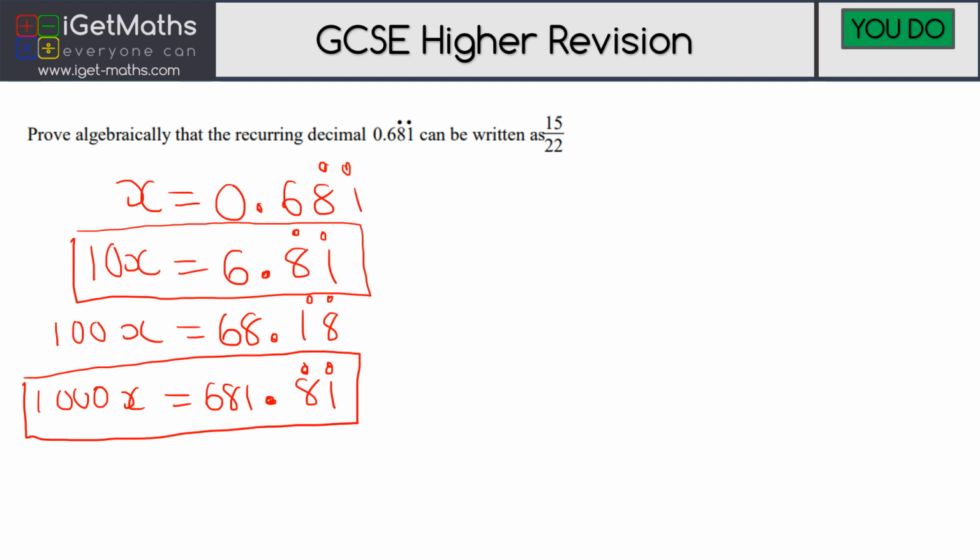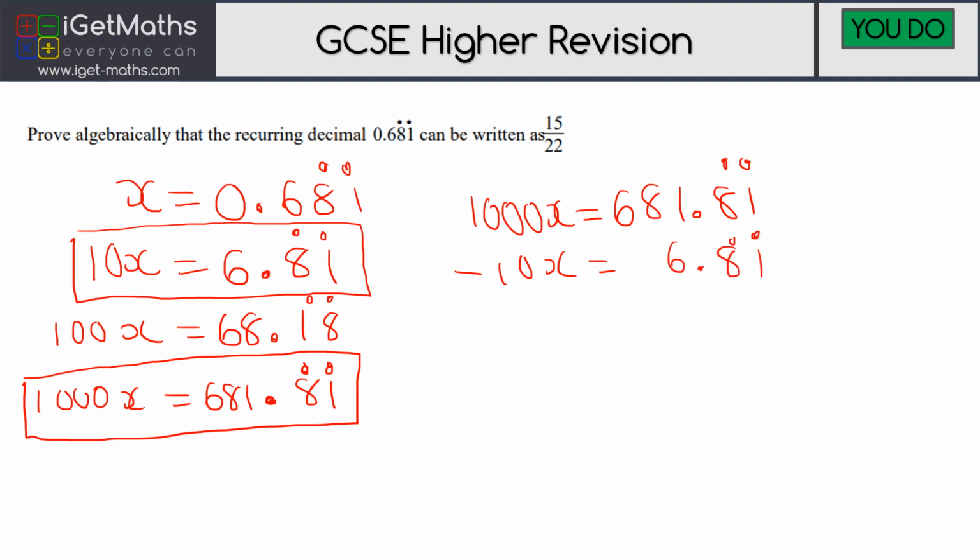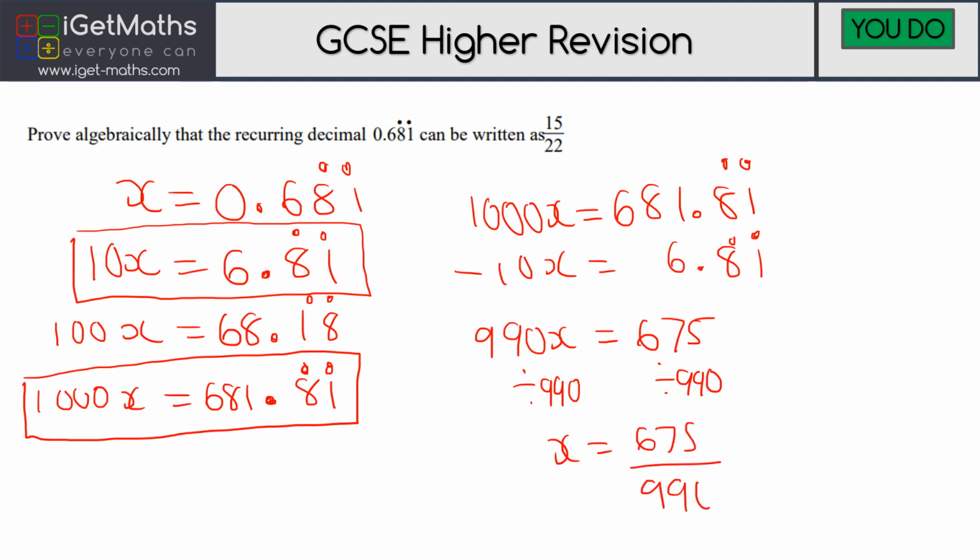So if we do 1000x, which is equal to 681.81 recurring, subtract 10x, which is 6.81 recurring, we subtract that, we get 990x, and then the 81 recurring and 81 recurring cancel each other out. 681 subtract 6 will give us 675, and then if we divide by 990 on both sides, that gives us x is equal to 675 over 990, which will simplify down to 15 over 22.